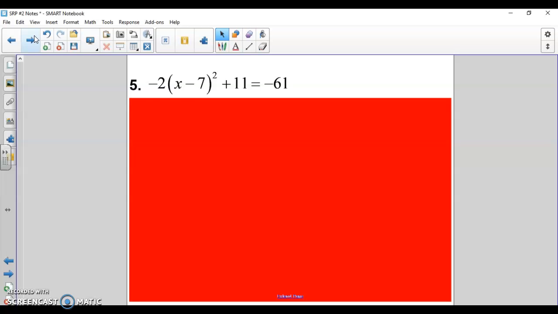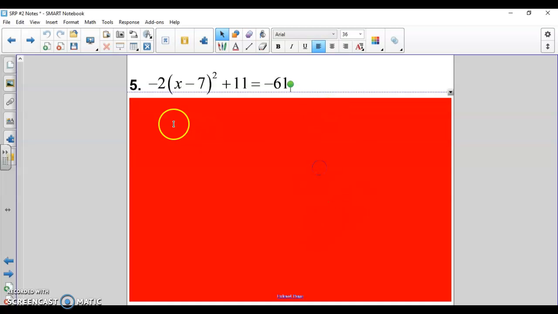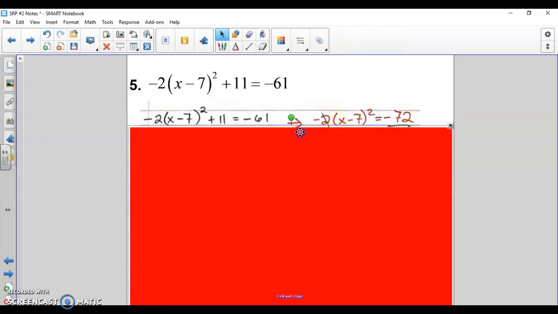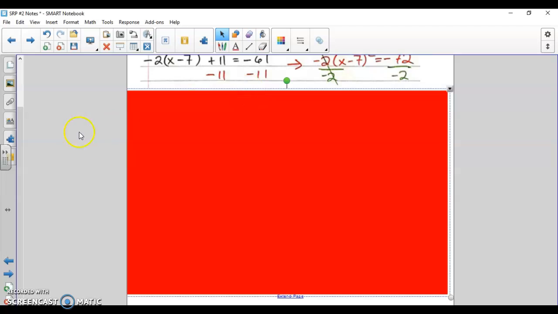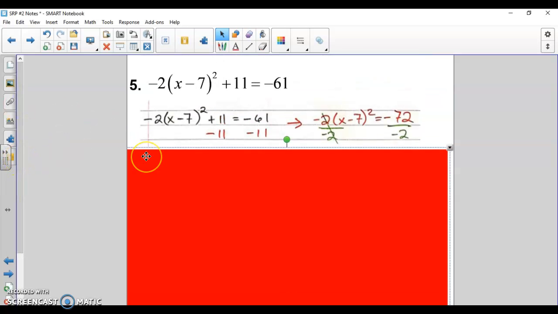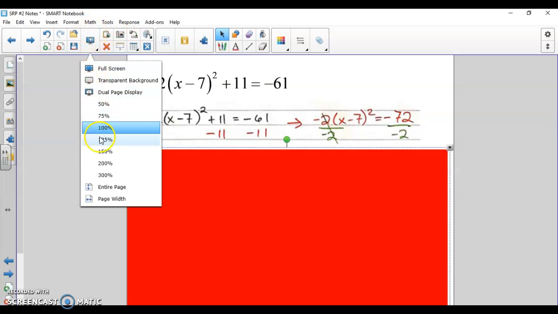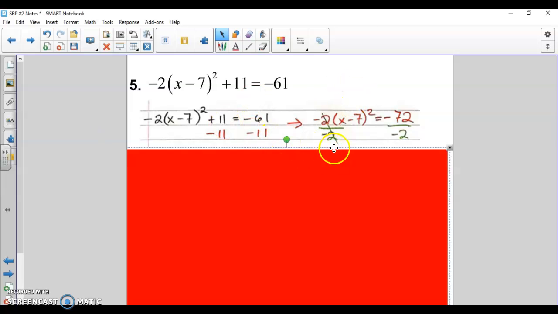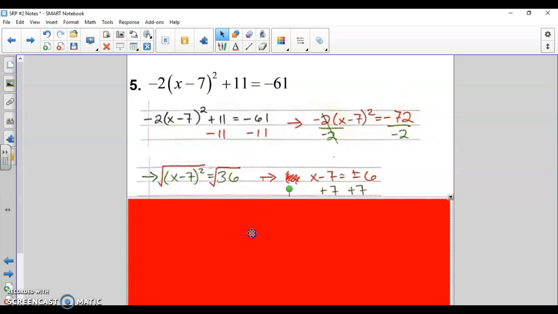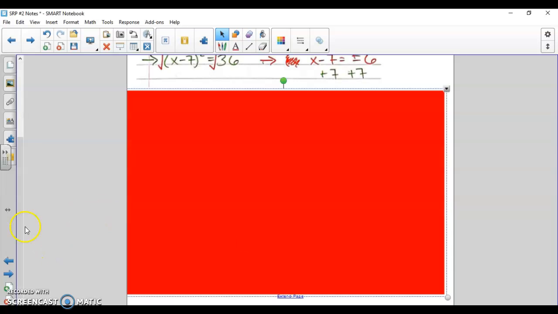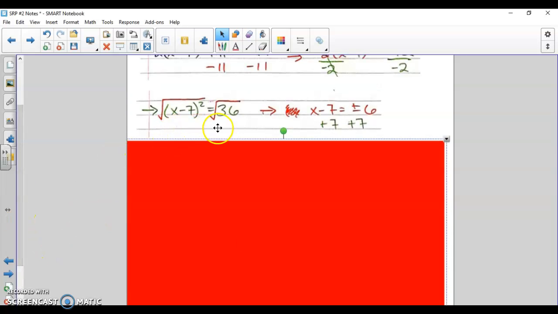The last example combines everything. My first step, I'm going to subtract the 11 first, and then divide by -2. So I'm combining the two steps that we showed before. I get -72 over here first. Divide by -2, I get a positive 36. Then I square root both sides. I get x minus 7 equals plus or minus 6.